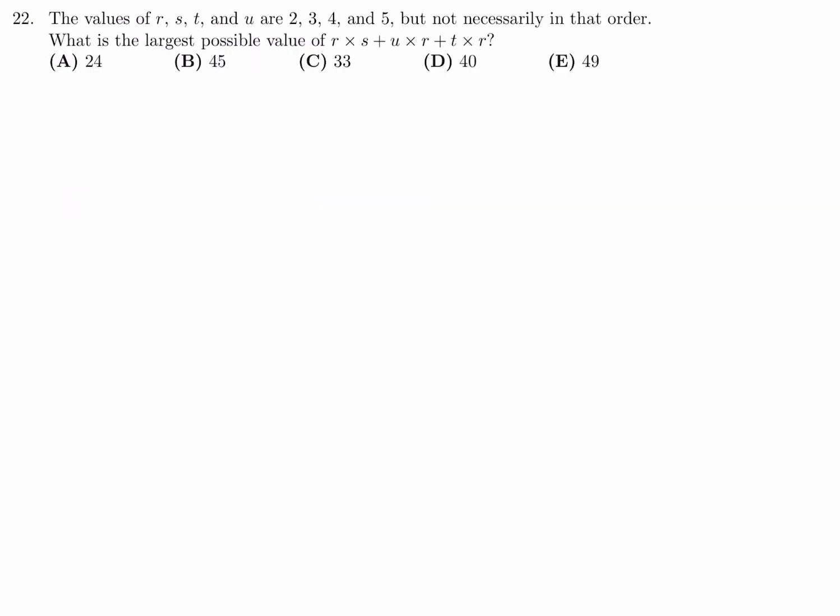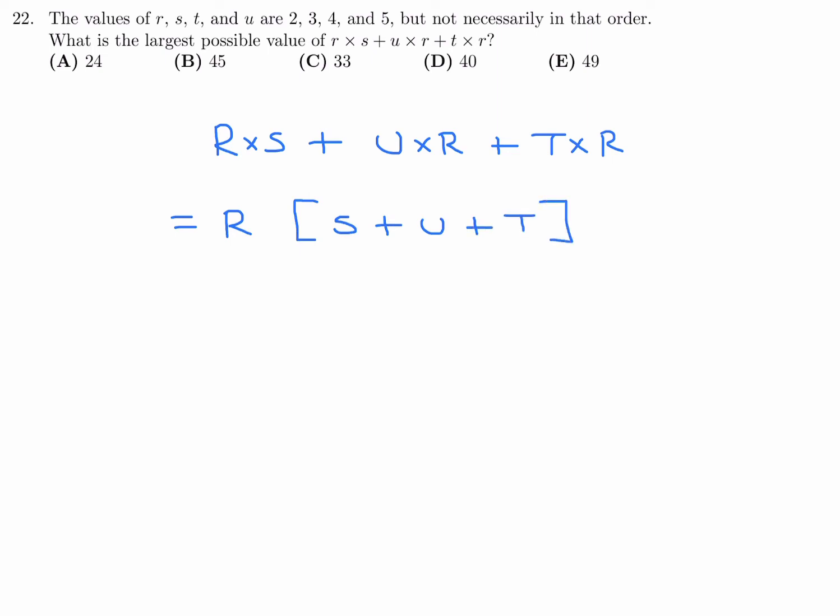The values of R, S, T, U are 2, 3, 4, and 5, but not necessarily in that order. What is the largest possible value of R times S plus U times R plus T times R? So we have R times S plus U times R plus T times R. Well, factor out an R, since that's common to everything, and you're left with this S plus U plus T. And this is what we have to maximize using these four numbers.